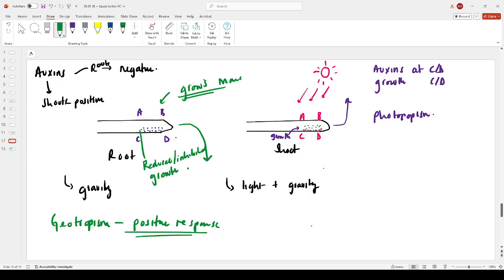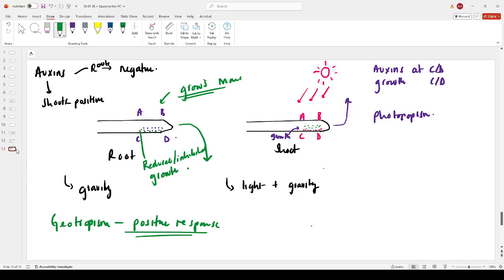It's a positive response, but it's negative in terms of growth. It doesn't cause growth. So we just got the words mixed up. But is that okay, guys? Does everyone understand that? Let me know. I think it was just a bit of a muddle up with the terminology there, but hopefully that makes sense.